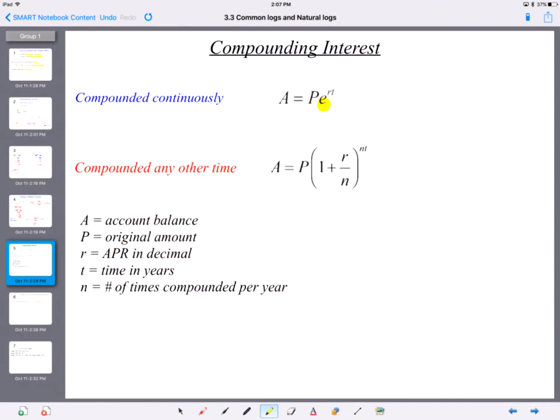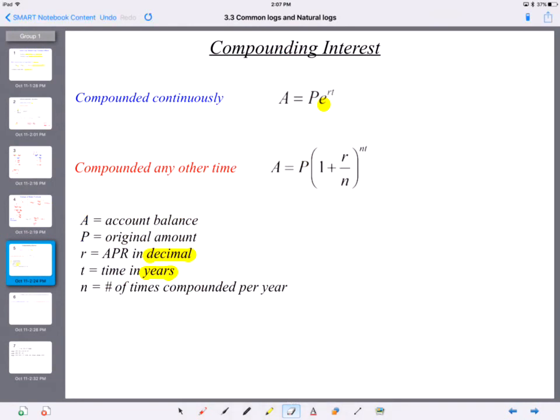And here are your values as to what things are. A represents the account balance. P is your original or your principal amount. R is the APR, that's your rate in decimal. Make sure it's in decimal. T is the time in years. And N is the number of times that you're compounding it per year.